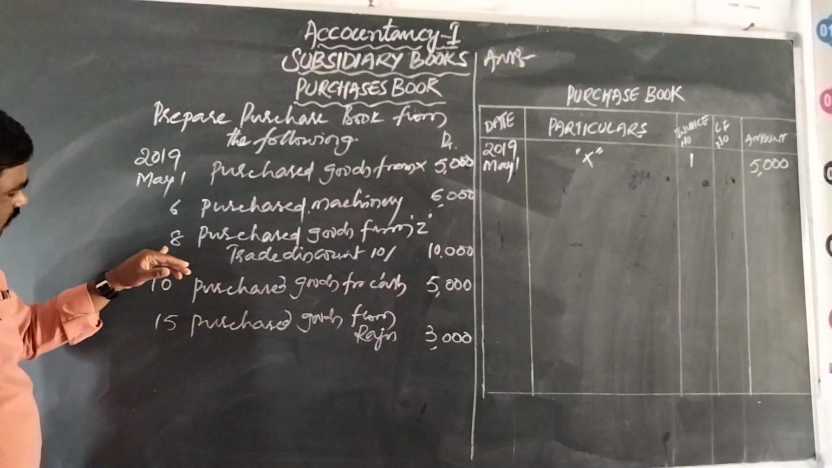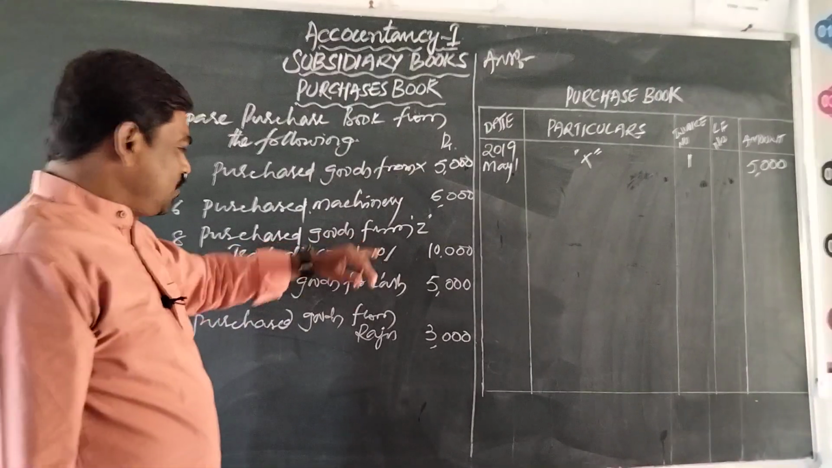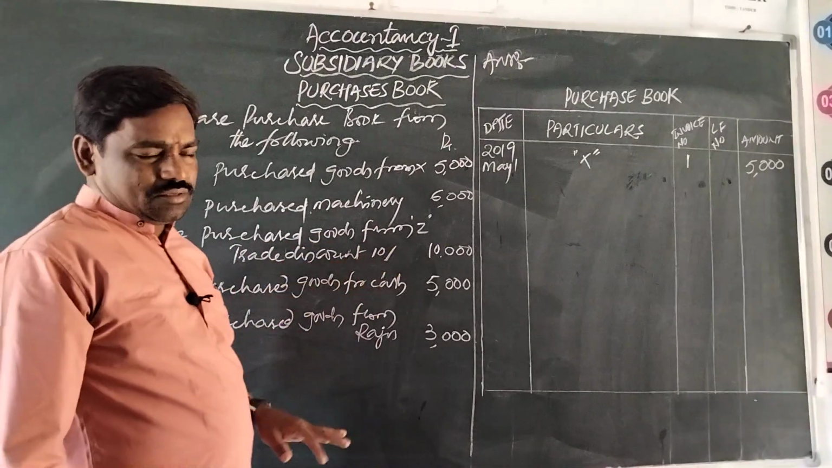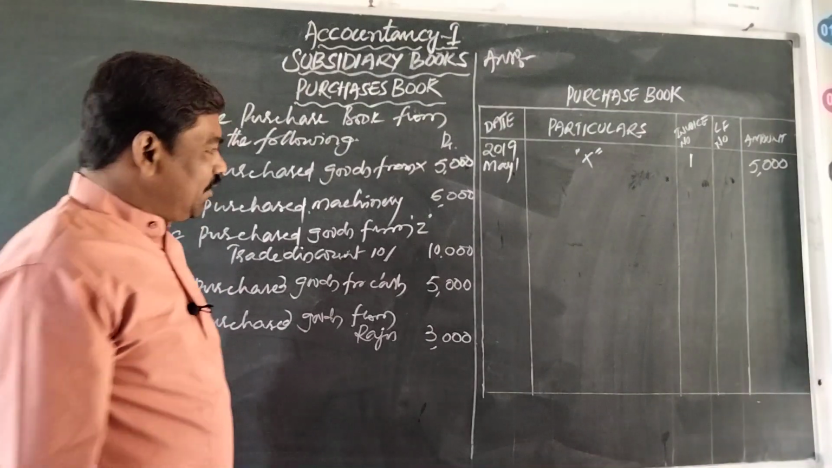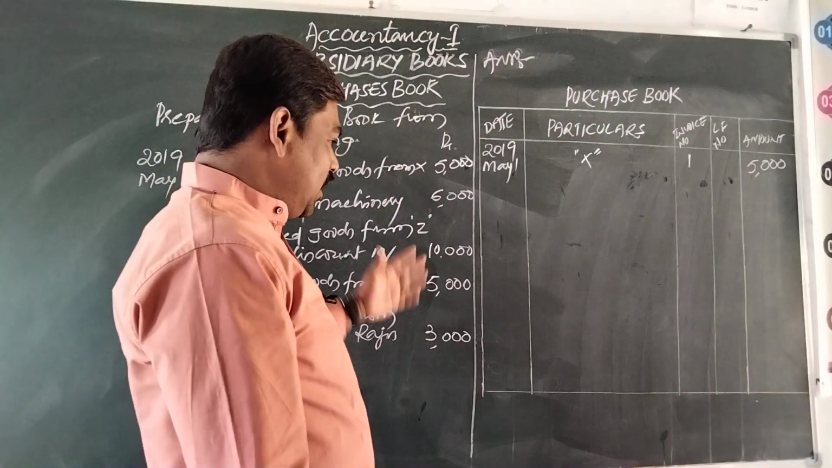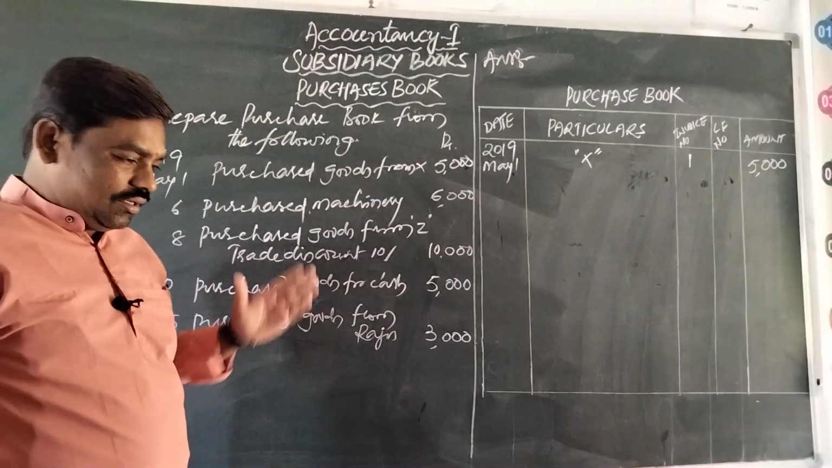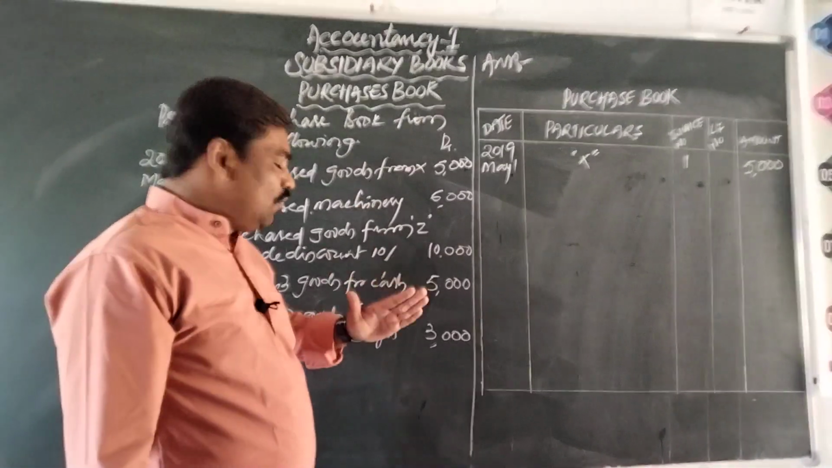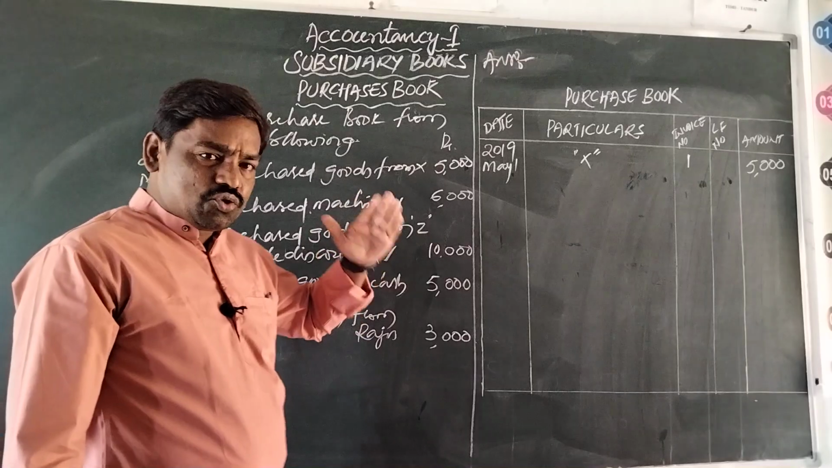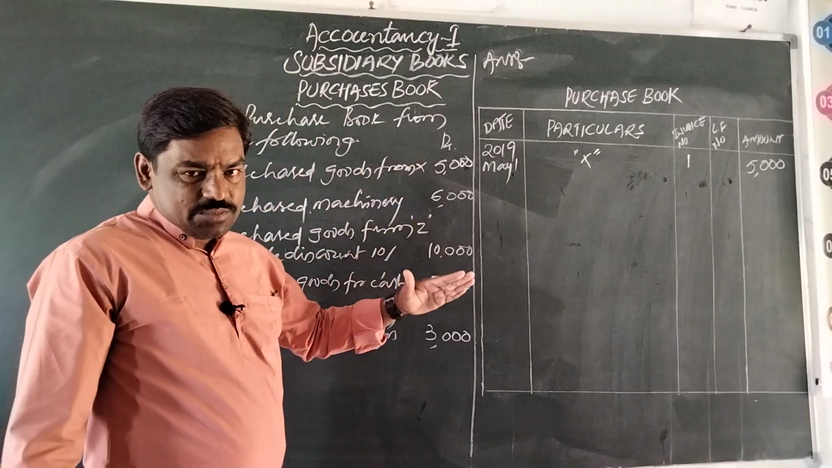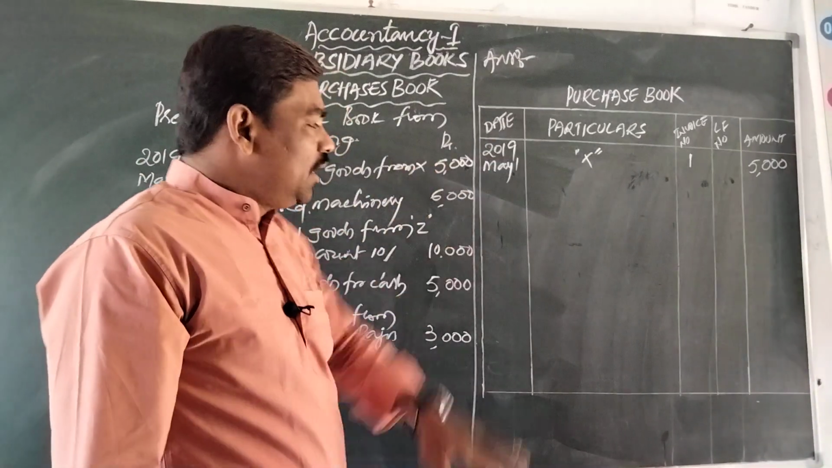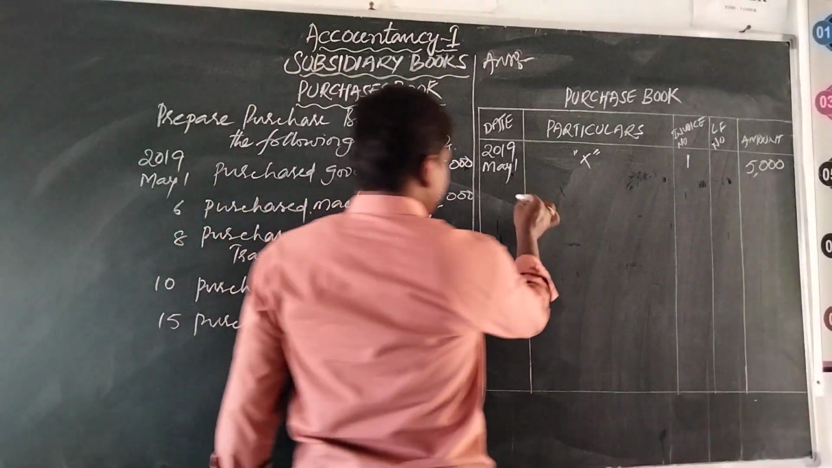On May 8th, third transaction, purchased goods from Z, trade discount 10%. Here trade discount is given, and I already explained, whenever we are given trade discount in the problem, we calculate the trade discount amount, and that amount should be deducted from the purchase price, and the net figure can be shown in the amount column. So here, date 8.